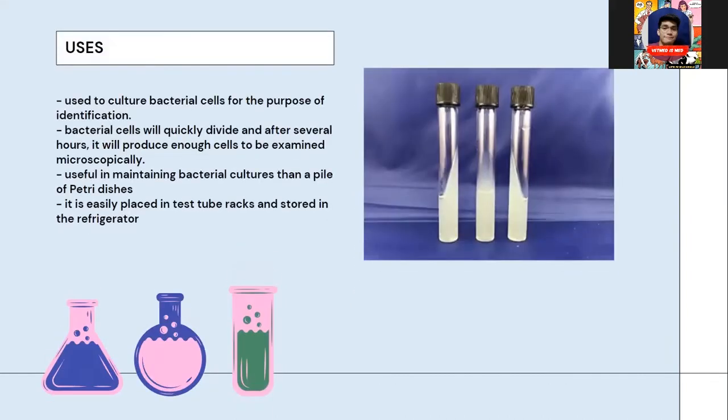Uses. Used to culture bacterial cells for the purpose of identification. Bacterial cells will quickly divide, and after several hours, it will produce enough cells to be examined microscopically. It is also useful in maintaining bacterial cultures compared to a pile of petri dishes. It is easily placed in test tube racks and stored in the refrigerator.